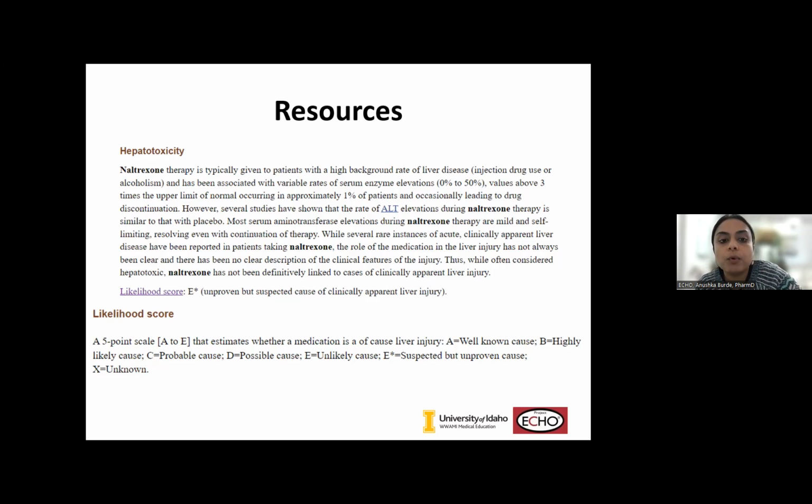The thing that I want to point out is that it gives you something called a likelihood score, which you can see right here. The likelihood score is E for naltrexone. So what is a likelihood score? It tells you if the medication is the actual cause of maybe liver damage, or if it's not really much related to the liver damage. A likelihood score of E is basically that naltrexone is an unlikely cause for liver damage. Now, if it has a likelihood score of A, then that means it has been known to cause liver damage pretty often in a lot of studies.